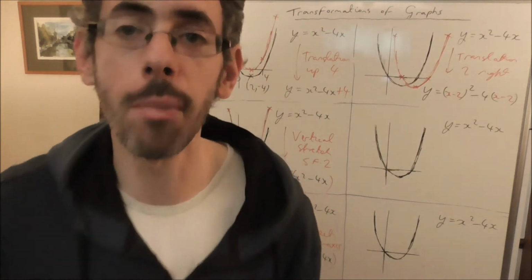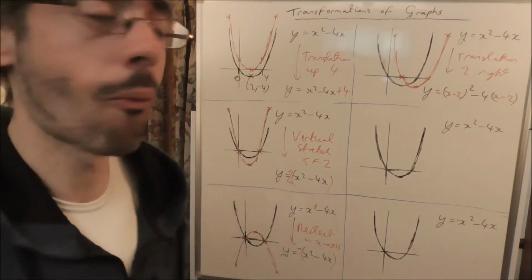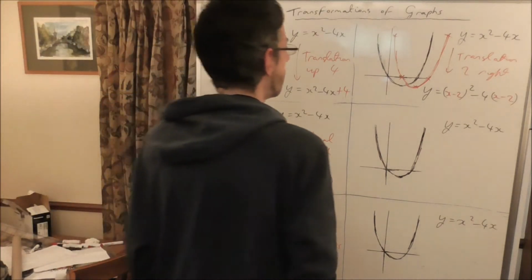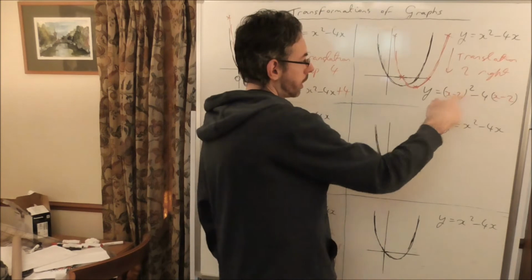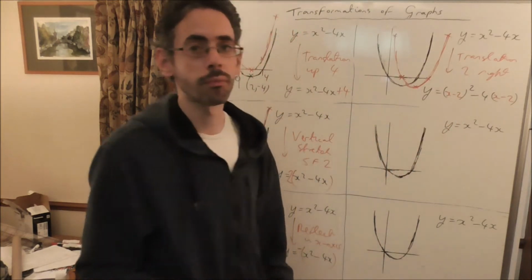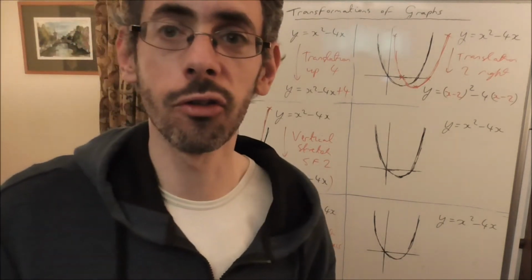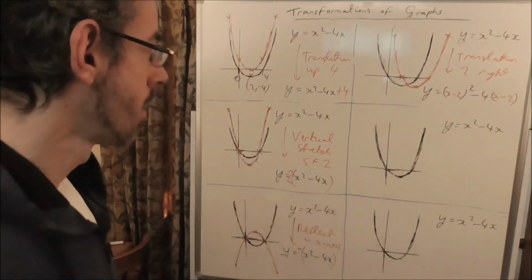So replacing x with x minus something moves it to the right, and replacing all the x's with x plus something would move it to the left. It's a bit weird. So if I'd replaced all the x's with x plus 2's, then the graph would actually move to the left too. So with horizontal transformations, what happens is the opposite of what you'd expect.